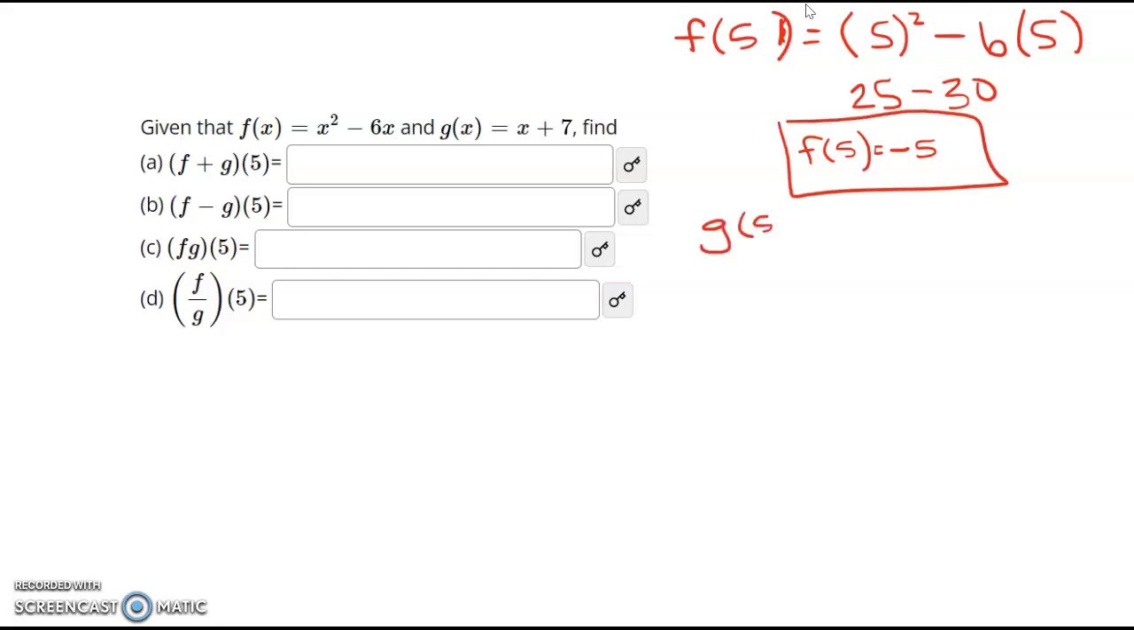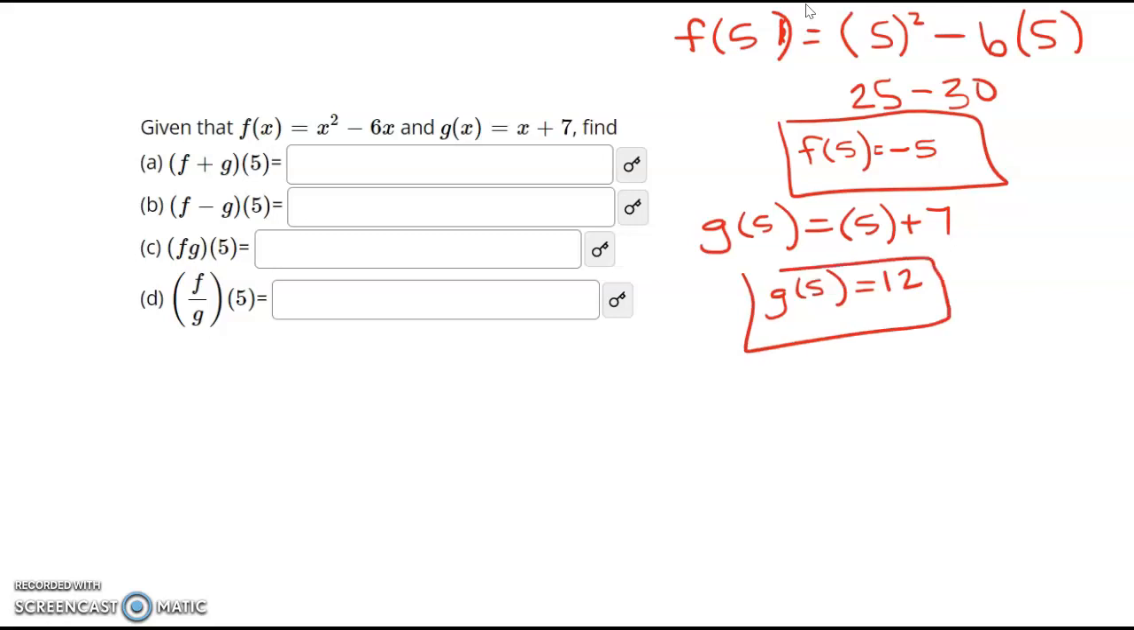Next, let's find g of 5. We'll do the same thing, just substitute it in. So we have 5 plus 7. 5 plus 7 is just 12. And so g of 5 equals 12. So now as we go through each of these, we don't have to substitute them in. We can just use what we already found.